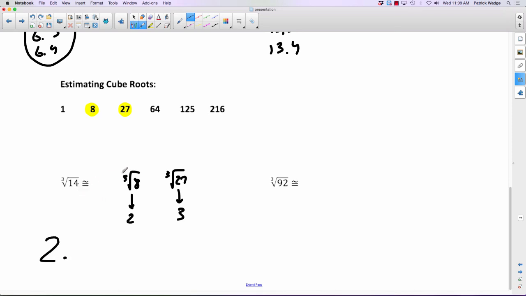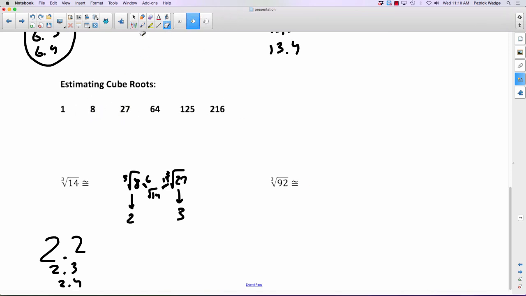So 14. 14 is in the middle. Oh no, don't tell me I've done it close to the small one again. 14 is 6 away from 8 and it's 13 away from 27. So again, it's closer to the smaller one. I'd probably go with my 2.2, 2.3, 2.4. You pick one of those, whichever one feels best to you, and you'll get it right. Actual answer is 2.41.